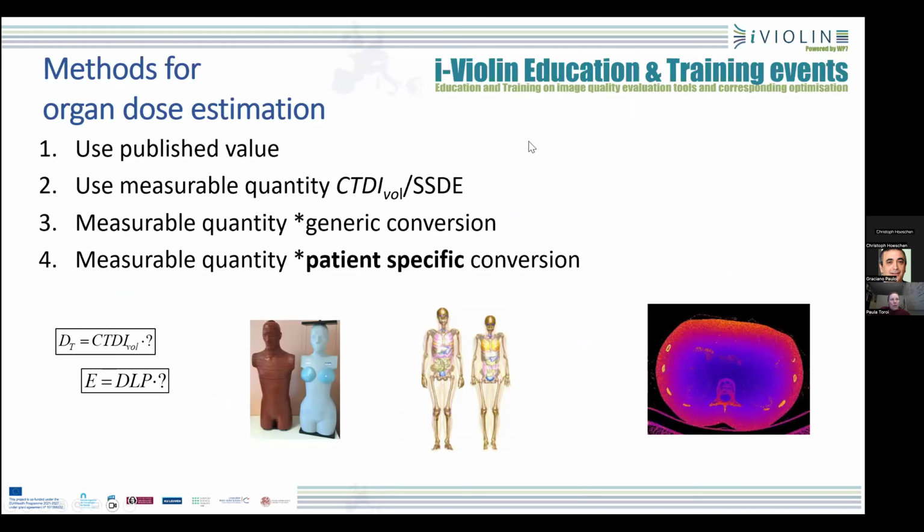So how to do the organ dose estimation? We can, of course, use published values. We can go to publications that say typical organ doses are those. We can use the measurable quantity with some limitations. We can use the measurable quantity together with a generic conversion, or we can use the measurable quantity with a patient-specific conversion.